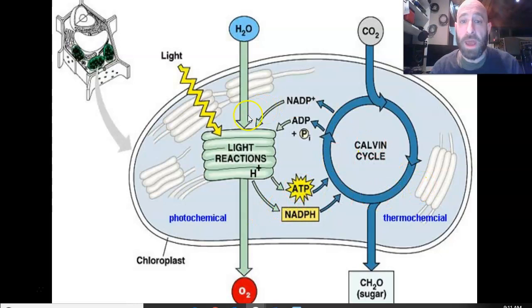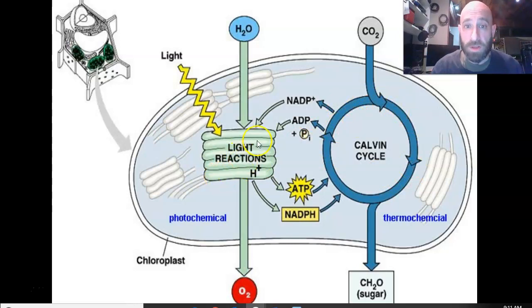So one thing I want to point out to you is there's two steps to this process. There's what are called the light reactions, and then there's what's called the light independent reactions, or the Calvin cycle. And they are both important. Both of these processes have to occur in order to go through this thing we call photosynthesis. So I'm going to break it down into two parts. I'm going to explain the light reactions first, and then I'm going to explain the Calvin cycle. So let's go through this and see how we do.